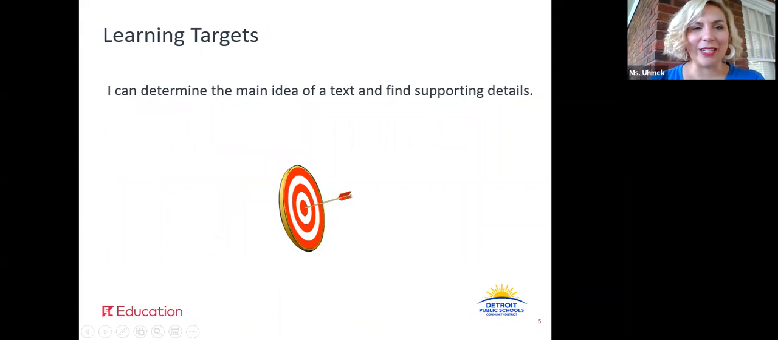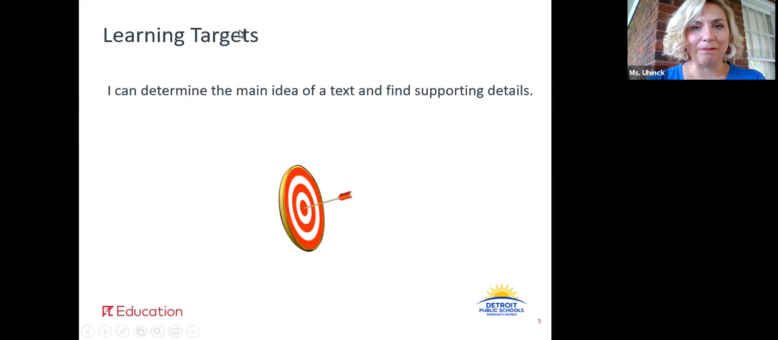Let's look at our learning target. I can determine the main idea of a text and find supporting details. So today we're once again going to work with finding the main idea and supporting details, but you're going to notice we're going to ask the question of what the main idea is in a little bit of a different way, but we're still working to find that main idea and the supporting details that support that main idea.